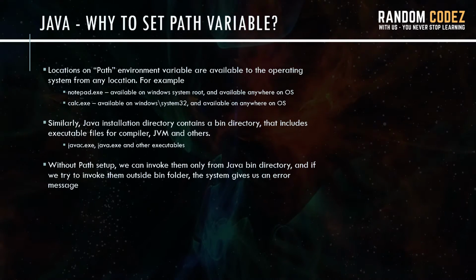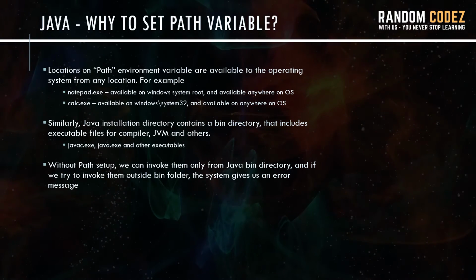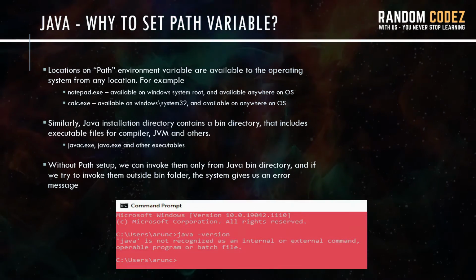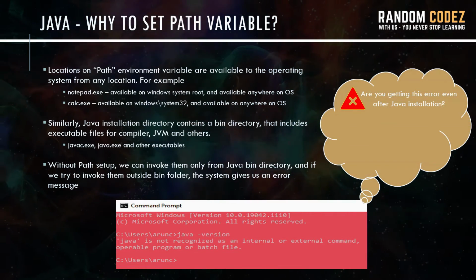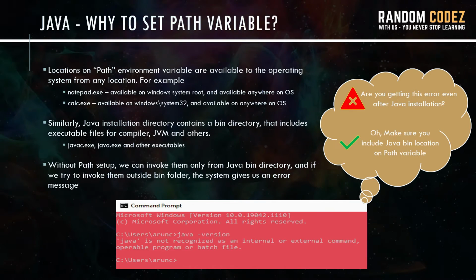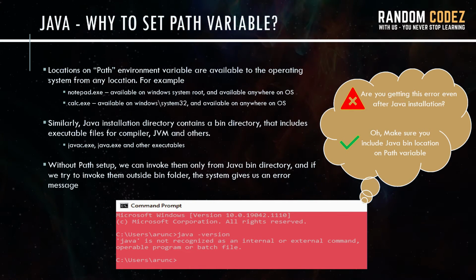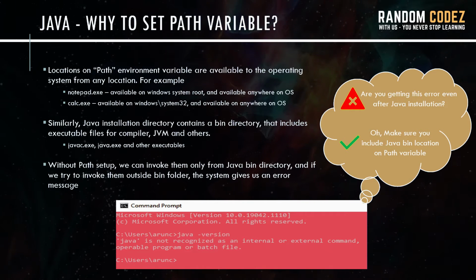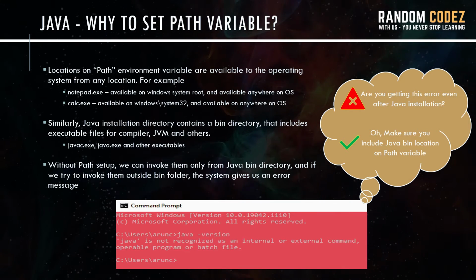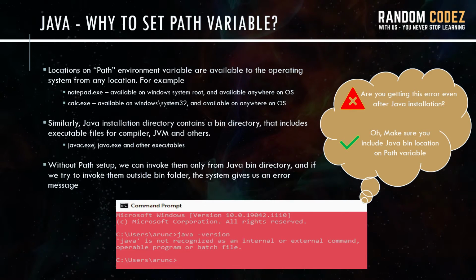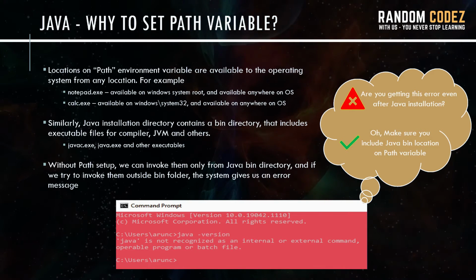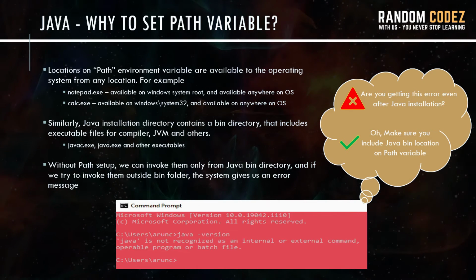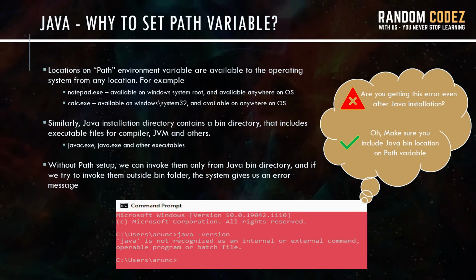We need to get into the bin folder every time we need to invoke them, as they reside inside the bin folder. And if we try to execute Java commands outside the bin folder, the system gives us an error message. The only solution to avoid this is by including the bin folder location on path variable, which makes the compiler and JVM available all through the operating system. By doing this, we can run the Java commands from anywhere on the operating system. With this being said, let me show you how we can verify all these things on my machine.